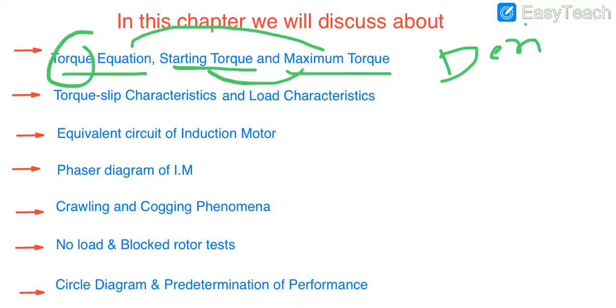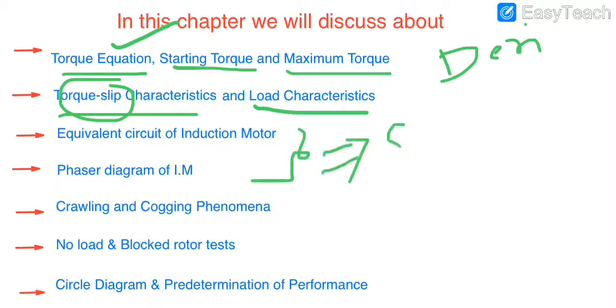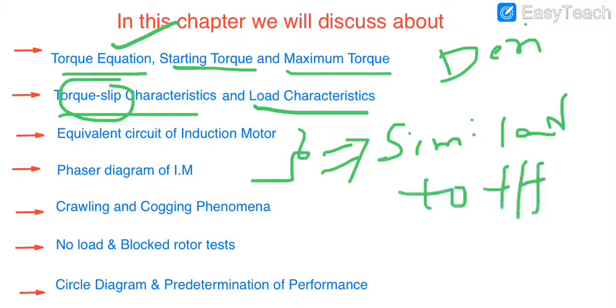The next topic is characteristics. We have two types of characteristics: torque-slip characteristics and load characteristics. These characteristics are obtained from the relation between torque and slip in the torque equation. The next topic is the equivalent circuit of the induction motor and the phasor diagram. These two are similar to the transformer equivalent circuit and phasor diagram.